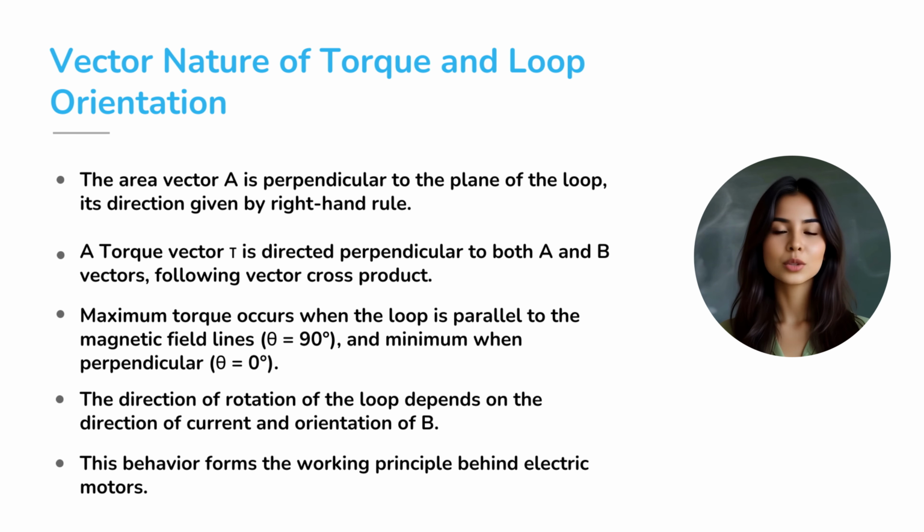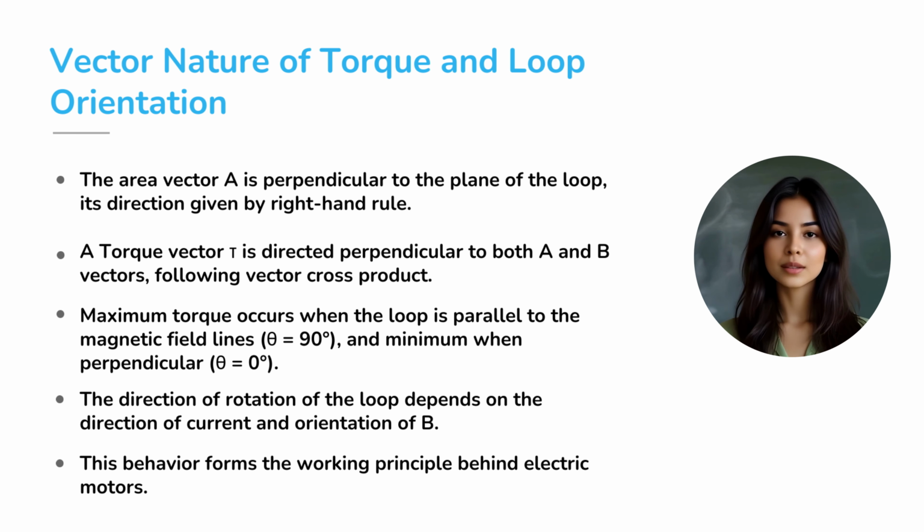Now let's dig into how direction plays a role. The area vector A is perpendicular to the plane of the loop, and we use the right-hand rule to find its direction. Curl your fingers along the direction of current. Your thumb now points in the direction of the area vector. The torque vector, tau, is perpendicular to both A and B and follows the vector cross-product rule.